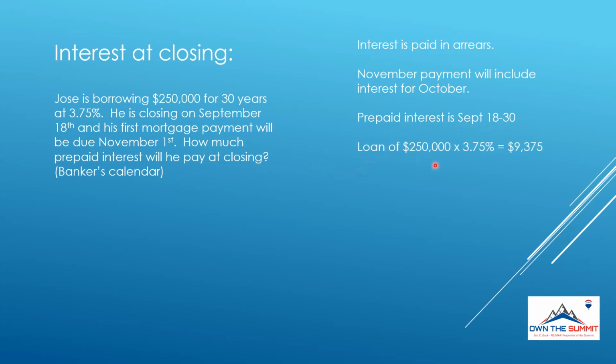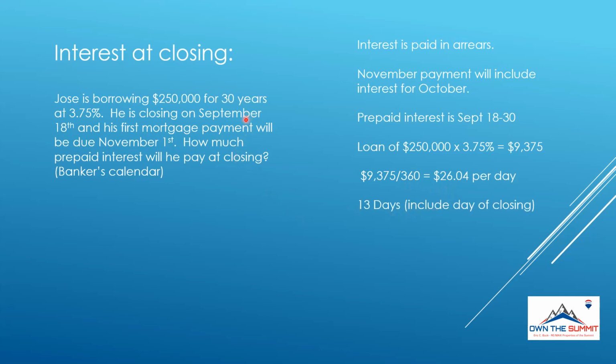So the loan is $250,000 at 3.75%. That's an annual rate of $9,375. Divided by 360 is $26.04 per day. And we're looking at 13 days.